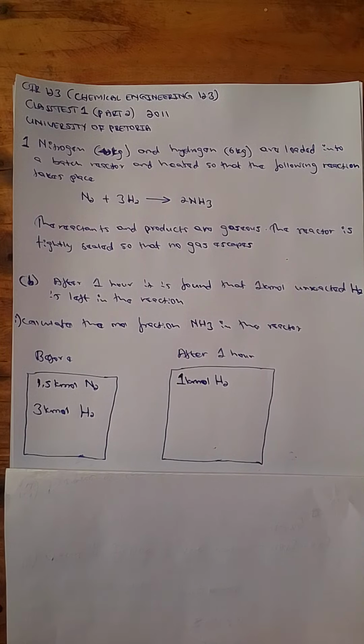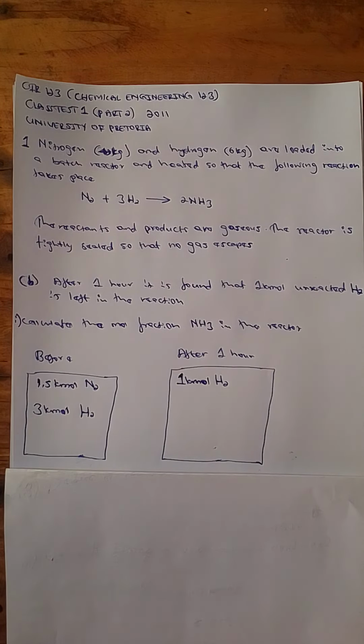We continue with the class test 1 of 2011 in our CIR 123 module, that is Chemical Engineering 123 module at the University of Pretoria. Earlier, in the first video, we looked at question 1A, which was to calculate the excess reactant. Today we are looking at part B of the question, which says calculate the mole fraction of NH3 in the reactor. Now we are given further information here.